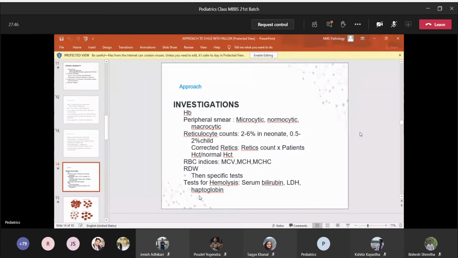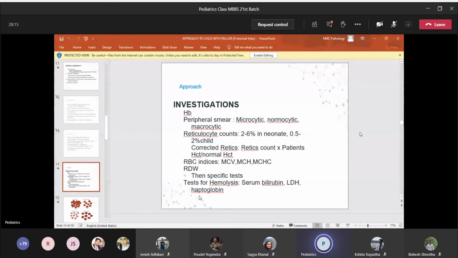Yes, ma'am. Okay. Now, investigation. What are the investigations we can do in a patient who presented with pallor? First of all, we have to do the complete blood count. So in case of complete blood count, hemoglobin is the first thing. We already know that if the hemoglobin is less than 11 gram per deciliter in male and less than 12 gram per deciliter in female, it is anemia.